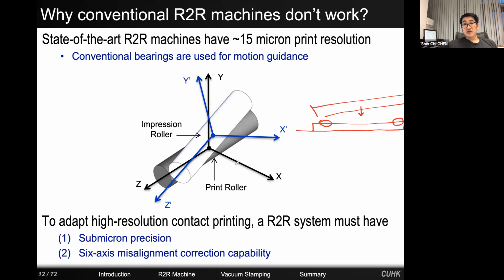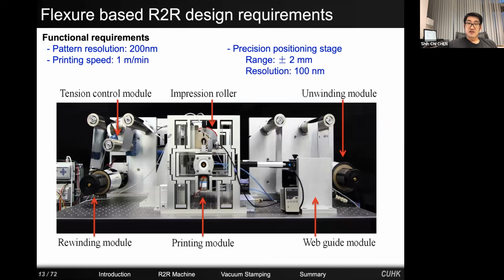So to print a single layer, 4 degrees of freedom must be addressed. For double layer printing, 5 degrees of freedom control of the roller position is required. So we first built a system to demonstrate single layer printing. The core part is a 4 degrees of freedom flexure stage that precisely aligns and applies microcontact printing to a moving web.